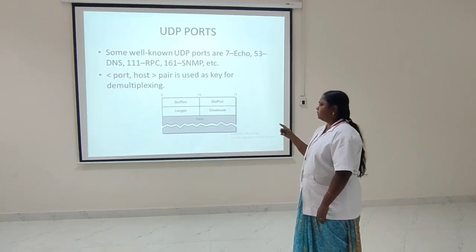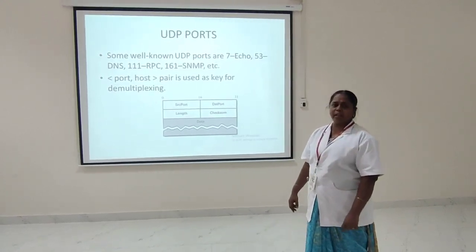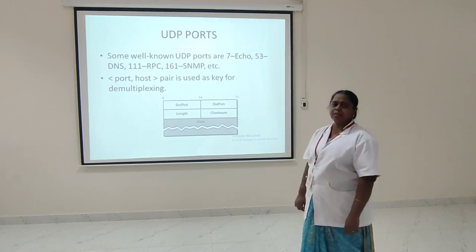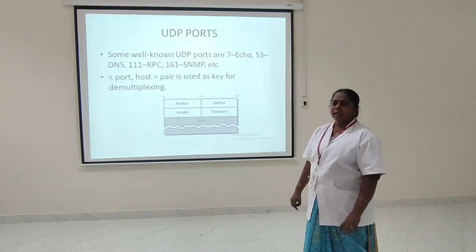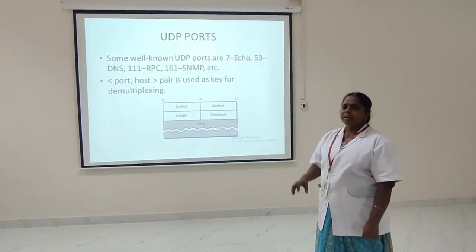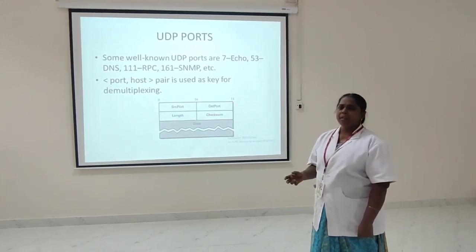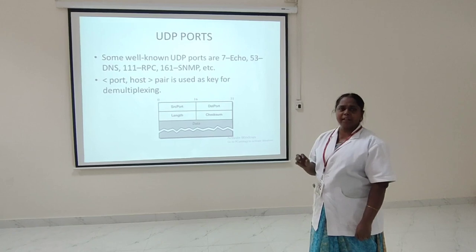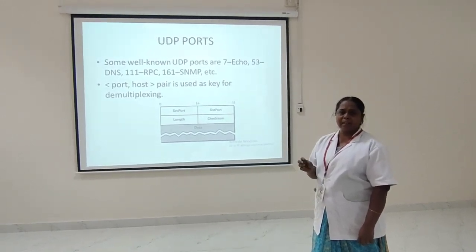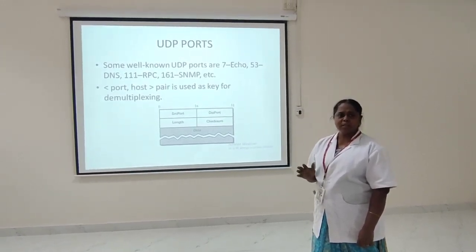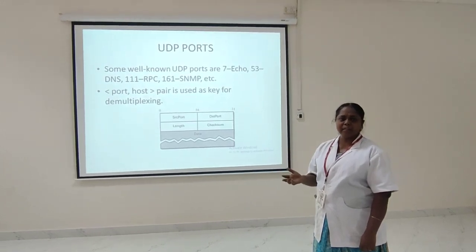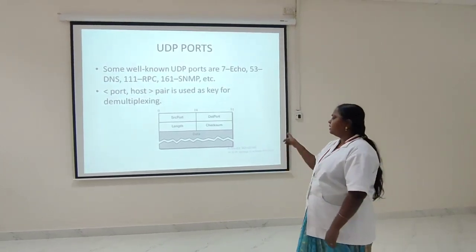Next are the length and checksum. The length specifies the total payload length. The checksum is used for error control. UDP does not have a specific error control mechanism, but this improves efficiency. However, the verification that the data sent by the source is received correctly at the destination is done by the checksum only.